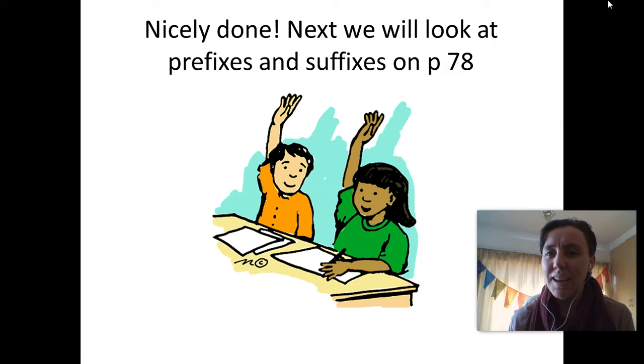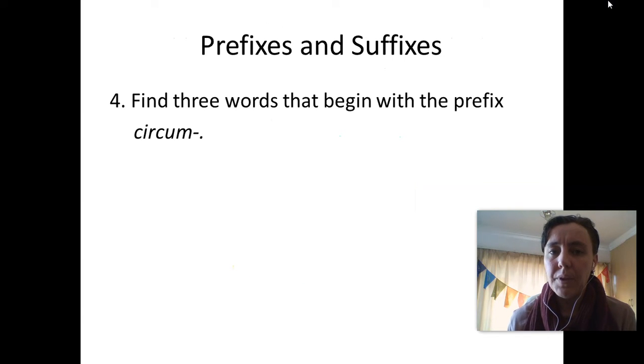Good, nicely done. Next, we're going to look at prefixes and suffixes. It's on the same page as exercise 4, 5, and 6. All right, good. Number 4, they ask us to write 3 words that begin with the prefix circum. So you could have chosen any 3 words. I'm just going to show you an example.